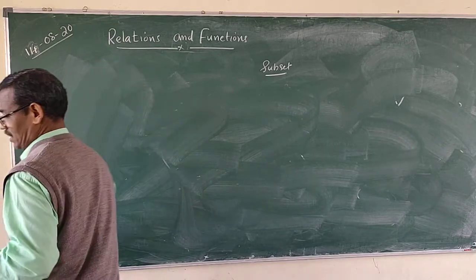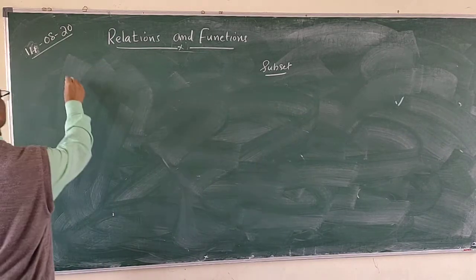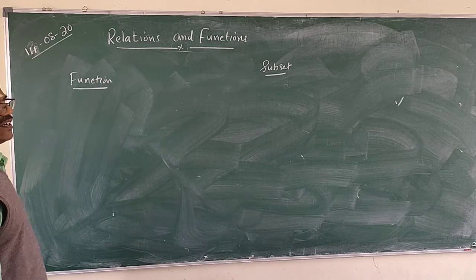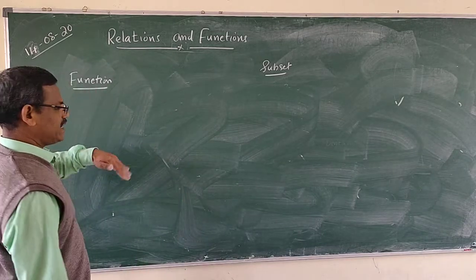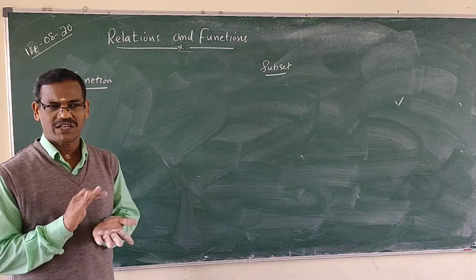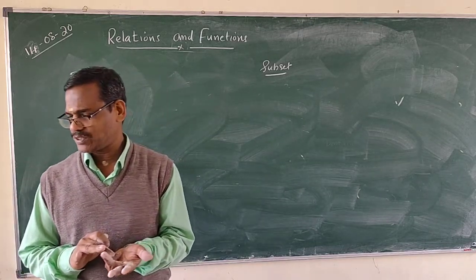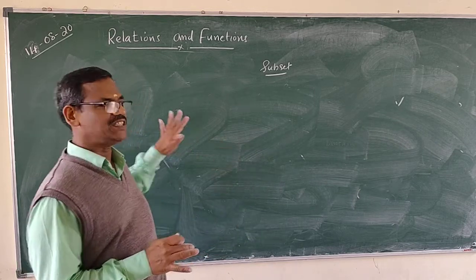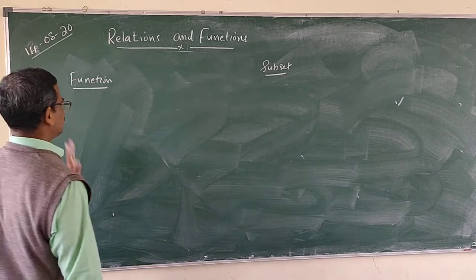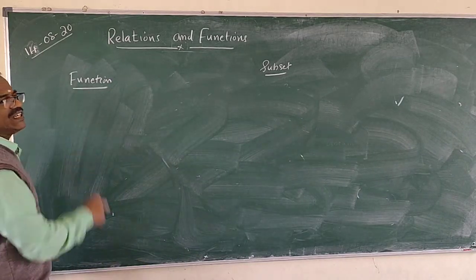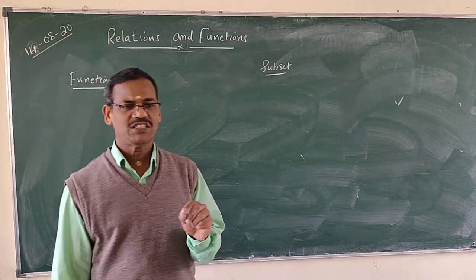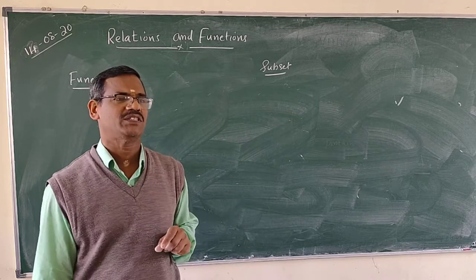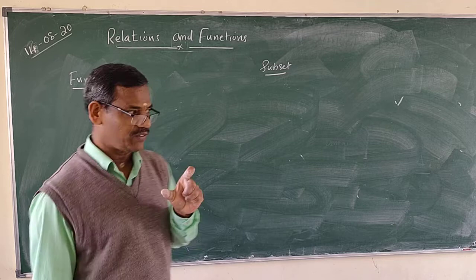Now I will explain about the function, which is the next topic. The function is the next stage of the relation. First we have the Cartesian product of sets, and then we have the relations. Then the next stage is the function. The definition of a function: a function is a relation in which each element of the first set is connected with one and only one element of the second set.